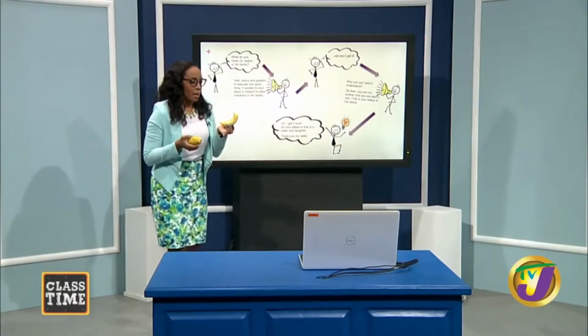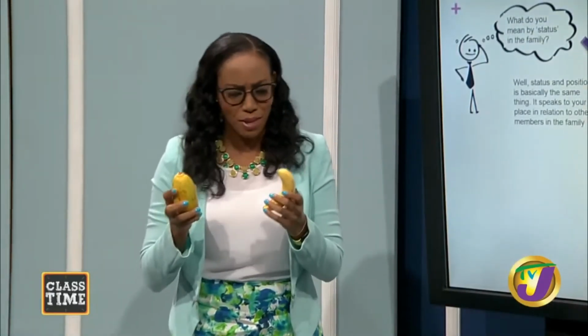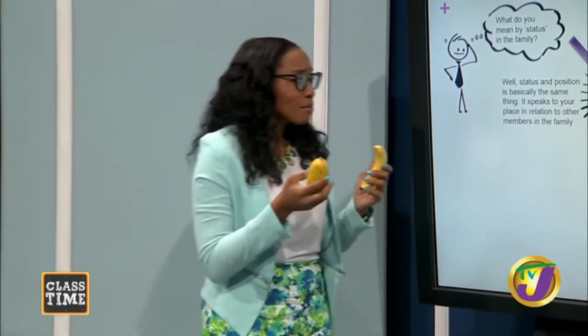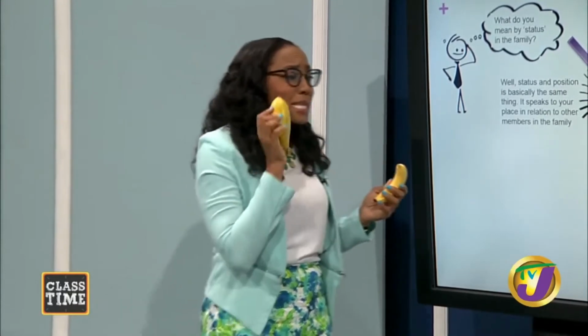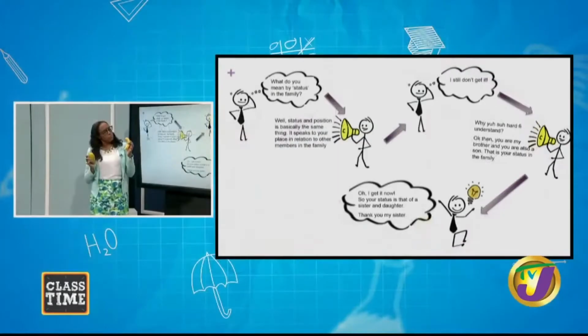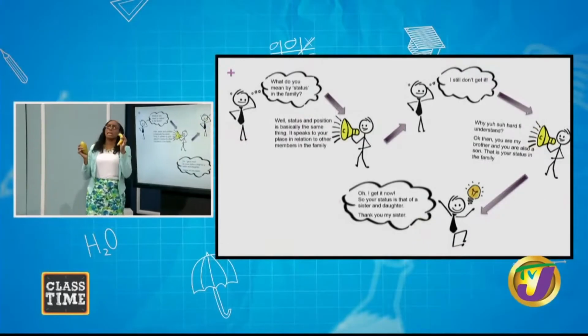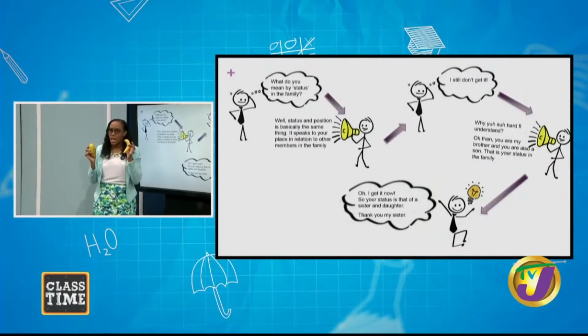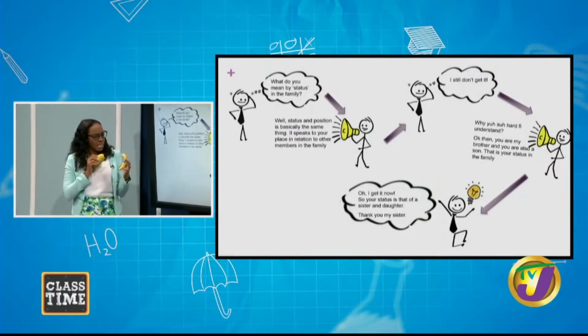Here, Mr. Papaya, Banana, him no. What do you mean by status? I don't understand what Mr. does say. I don't understand. Mrs. Papaya, she know. Well, status and position is basically the same thing. It speaks to your relation to other family members. I still not understand. I still not understand. You're hard to understand.